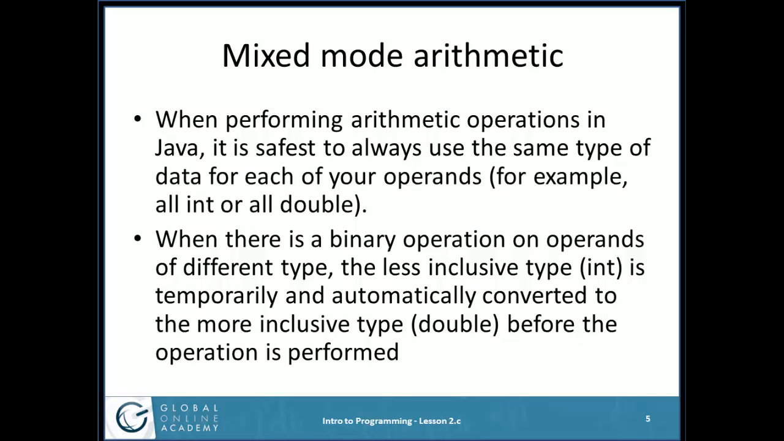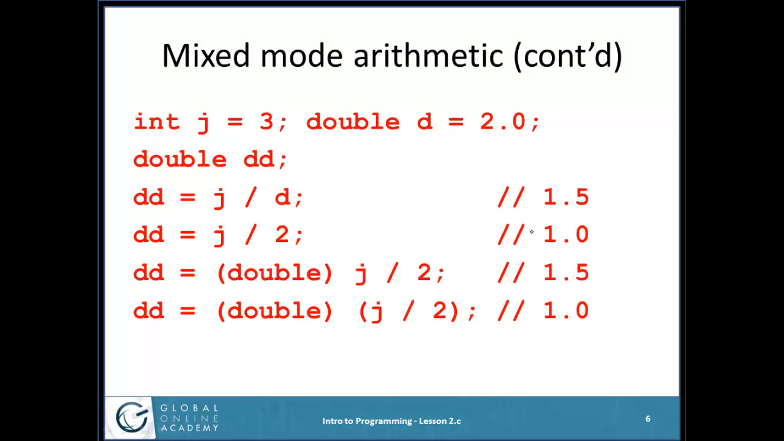Now, when we talked about that division example, we got into what's called mixed mode arithmetic. When you're performing arithmetic operations in Java, it's safest always to use the same type of data for each of your operands, all int or all double. Then you know what's going to happen. But when there's a binary operation on operands of a different type, the less inclusive type, int, is temporarily and automatically converted to the more inclusive type, double, before the operation is performed. So, if you had j is an integer, d is a double, and their values are 3 and 2, if I do dd equals j divided by d, int divided by a double, Java says, oh, an int and a double, I'd better use both of them as doubles.